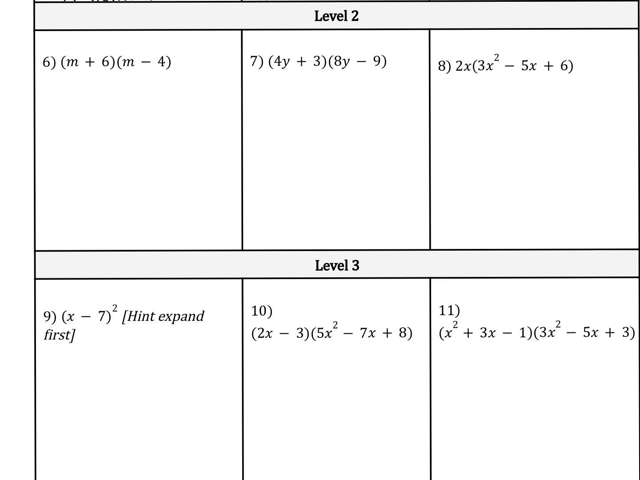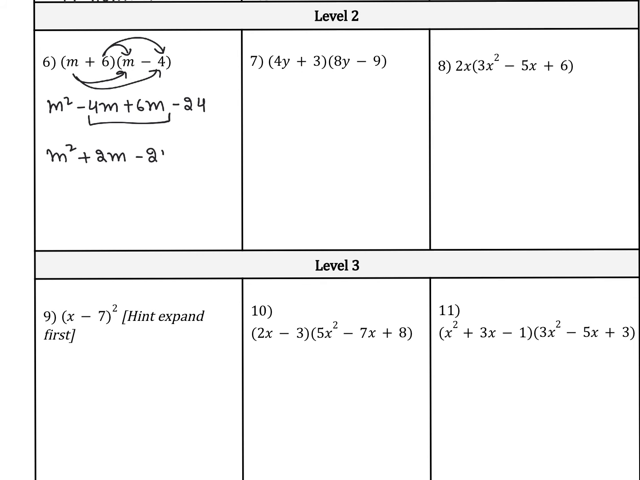For question number 6, level 2, there's just multiplication of 2 binomials, and the third one is just a distribution for number 8. When you do number 6, you can either do the distribution or FOIL. So I'm going to use the FOIL. m times m is m squared. m times negative 4 is negative 4m. 6 times m is 6m, and then 6 times negative 4 is negative 24. Combine the like terms, and you get m squared plus 2m minus 24.